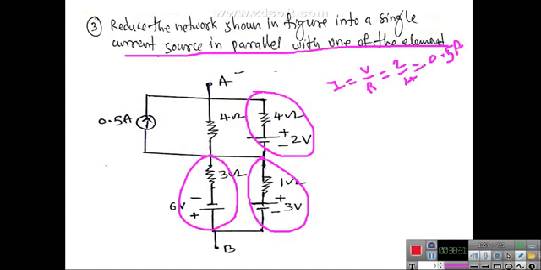If you convert that, what is the direction of the current? The current direction will be upward. So the equivalent source diagram is like this: the direction of the current is upward, and this current is 0.5 ampere. That is how you need to convert this into a current source.